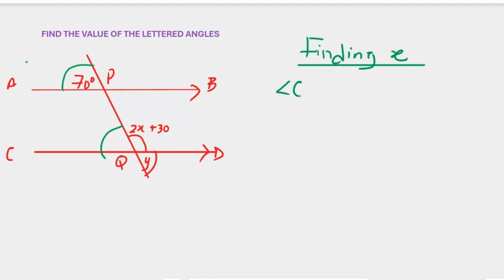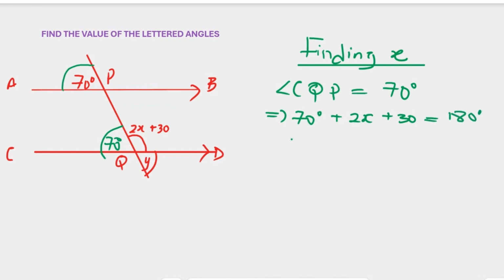So this angle, 70 degrees, is the same as this angle. They correspond. So angle CQP is equal to 70 degrees, and they are corresponding angles. Now, after knowing that this angle is 70, this angle and that particular angle are angles on a straight line, so they sum up to 180 degrees. So this implies that 70 degrees plus 2x plus 30 is equal to 180 degrees. They are angles on a straight line.